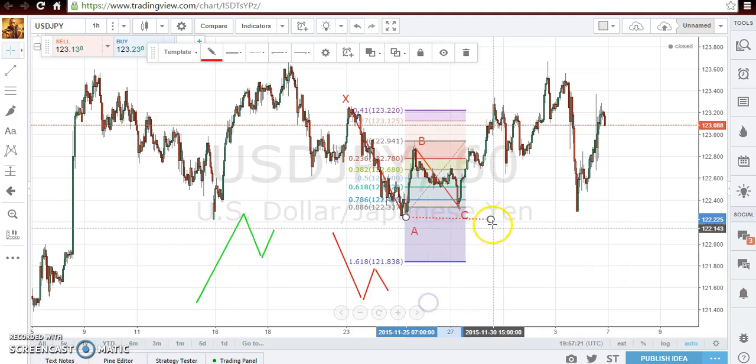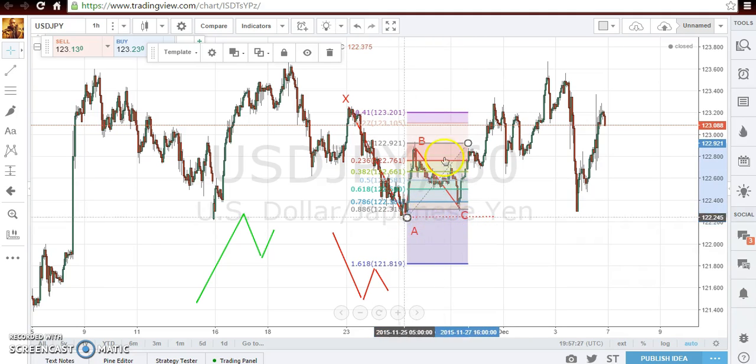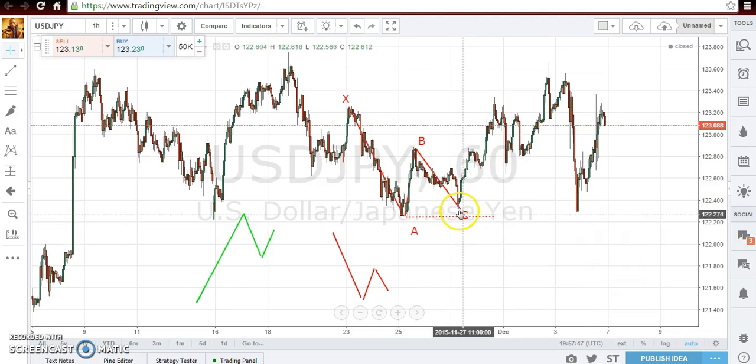So that is the danger position. For C to be valid, it must not touch A, but it must touch the 382 retracement. We can see at this point that the C point has come in, touched the 382 retracement line, and even went beyond that to touch the 886 retracement. So it's still valid because C hasn't actually touched A. So we can go ahead, take that off.